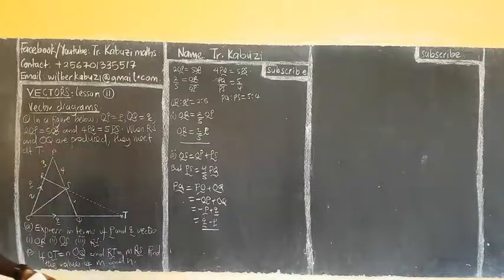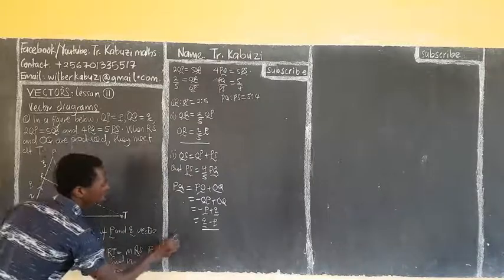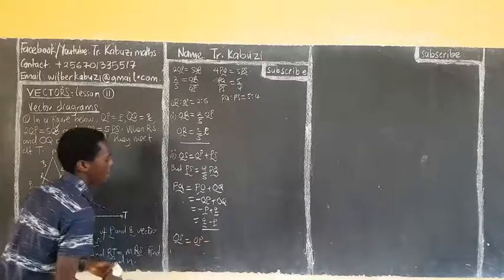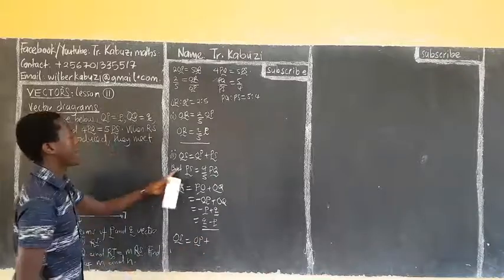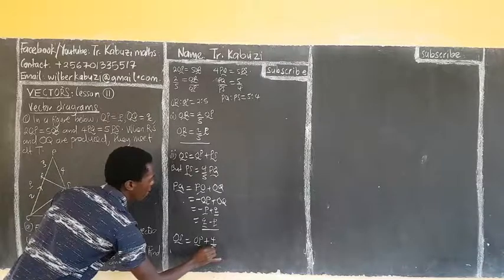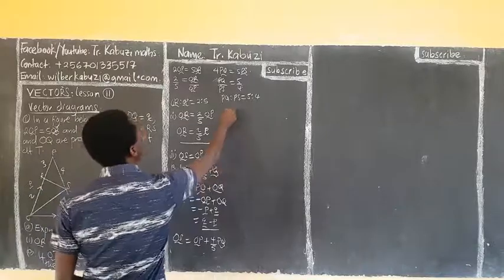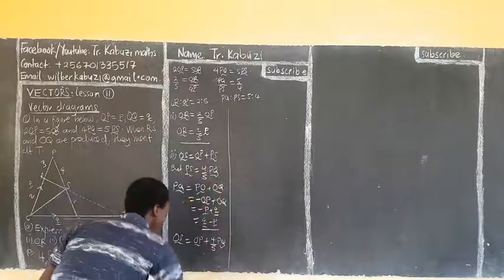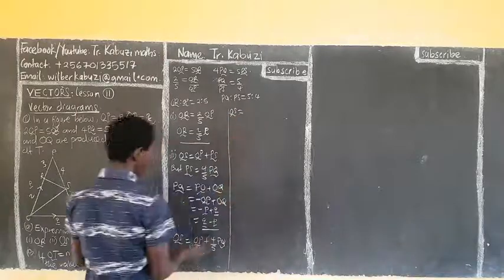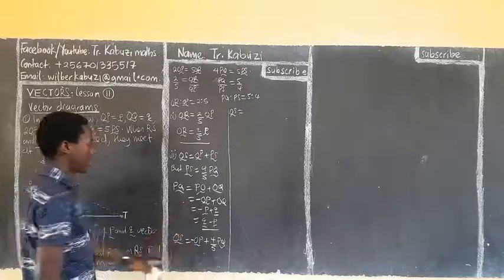If I have that, I can now get my PQ. So it means that now my OS will be OP plus PS, which is 4 over 5 PQ. So now if you substitute, allow me to divide here. So my OS will be OP, I mean negative OP, sorry, negative OP.